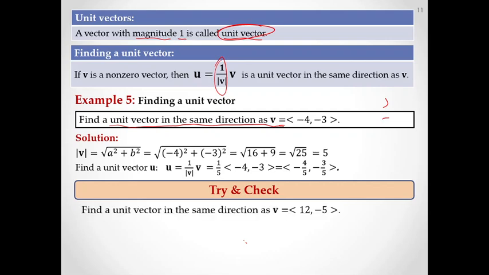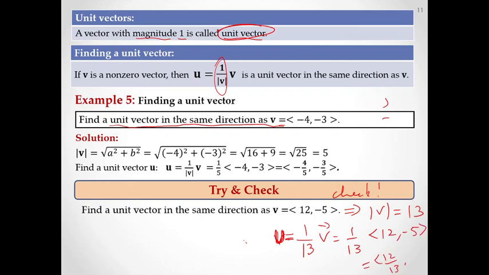So this is what I tell you. Find a unit vector in the direction of this. If you calculate this, please check. I'm doing it. So it will be 13, and the unit vector in the direction of v will be 1 over 13 times v, which will be 1 over 13 times (12, -5), which is 12 over 13 and minus 5 over 13.